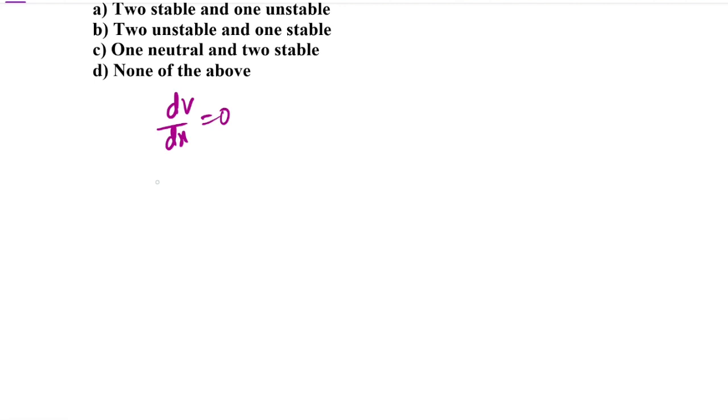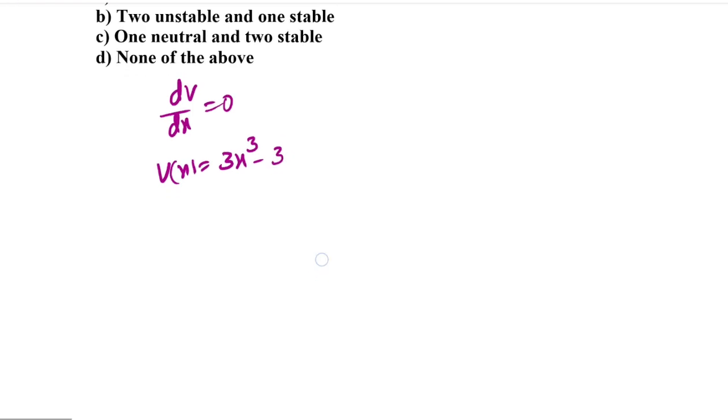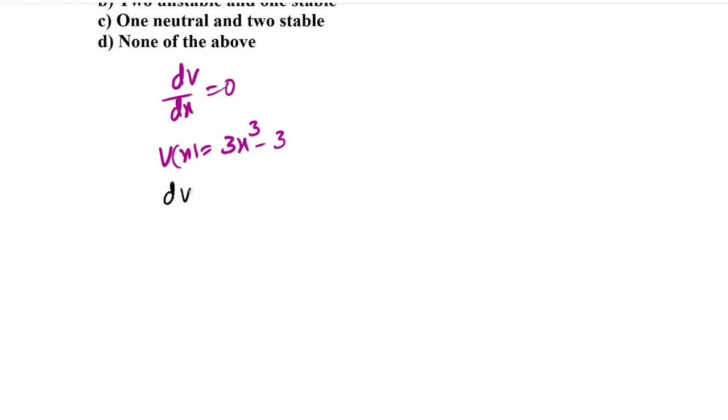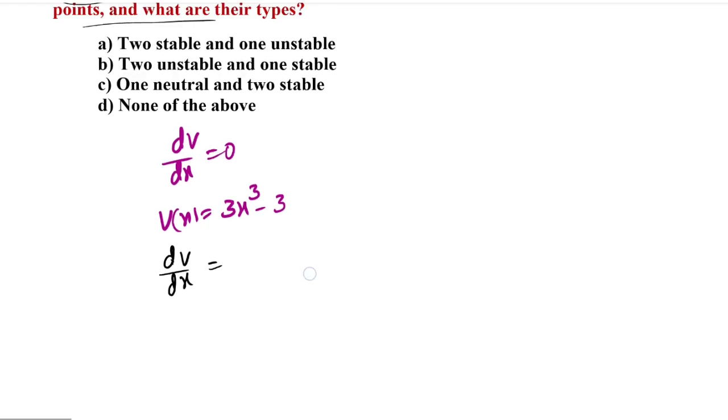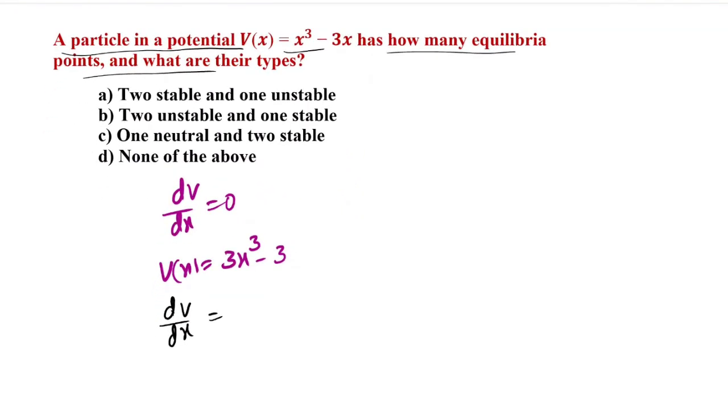So first of all, what should we do? We have to check dV by dx is equal to 0. So from the given V of x, which is x cubed minus 3x, dV by dx will yield, sorry, it's not 3x squared.